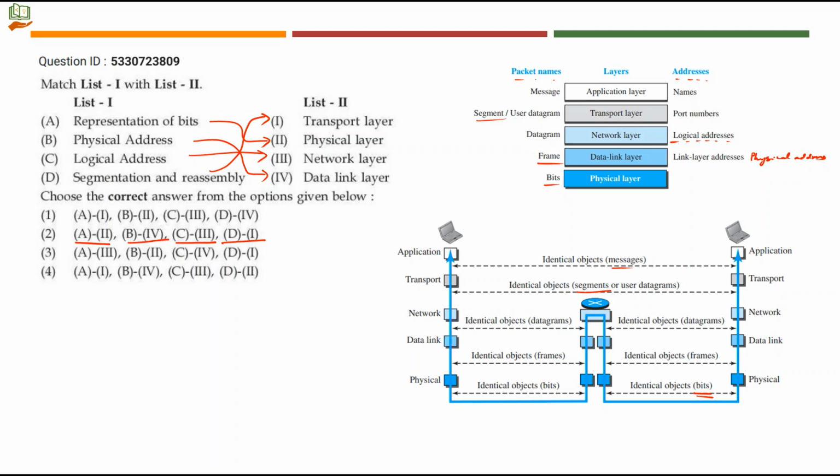Do have an idea about the particular packet names of layers as well as the address terms used there. With this, we are completing Unit 9 solutions.